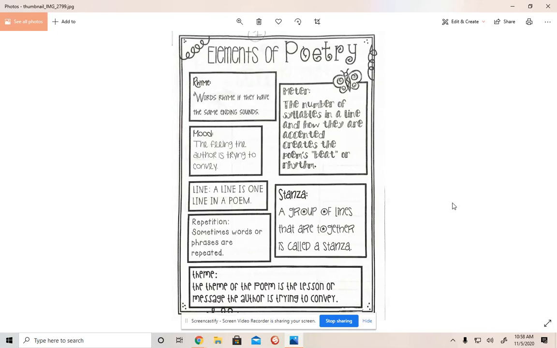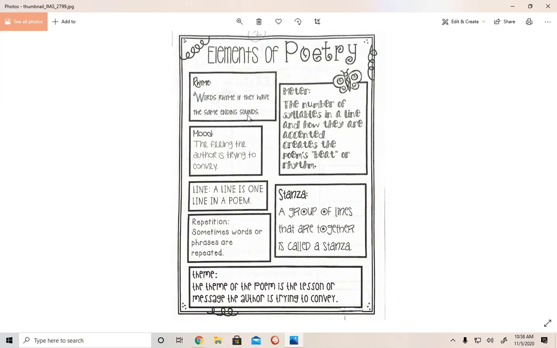Hello, everybody. Today we are going to be talking about the elements of poetry. Now, I know that it looks like a lot, but as the week goes on, we're going to get more comfortable reading poetry, writing poetry, and breaking it apart in order to figure out the elements, okay?